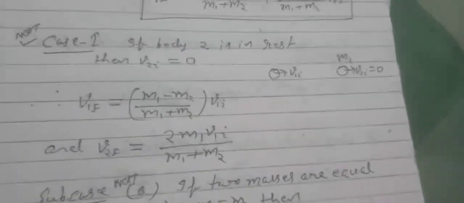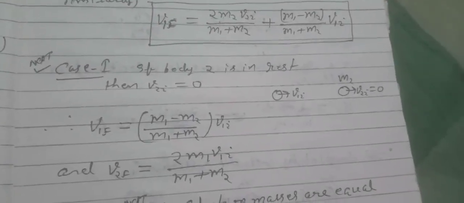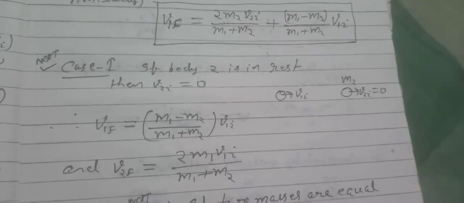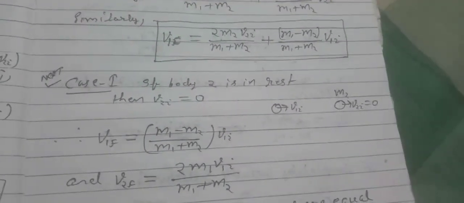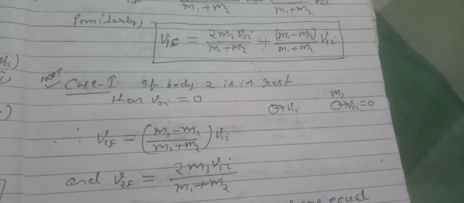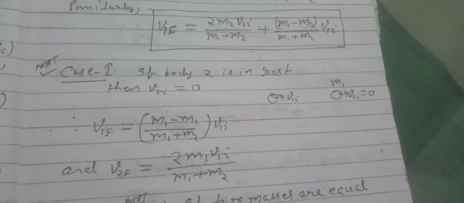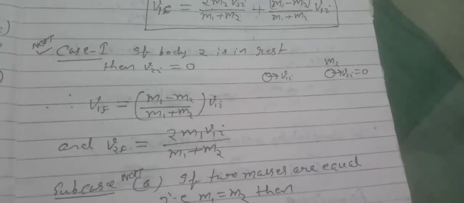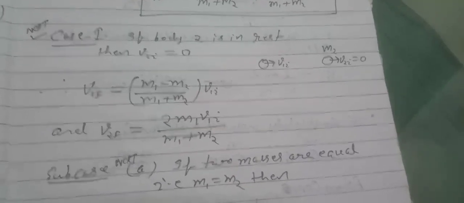Case 1. If body 2 is at rest, then v2i = 0. So from the above equation we get v1f = (m1 - m2)/(m1 + m2) × v1i. This is the velocity of the first body after collision, and v2f, the velocity of the second body after collision, equals 2 m1 v1i/(m1 + m2).